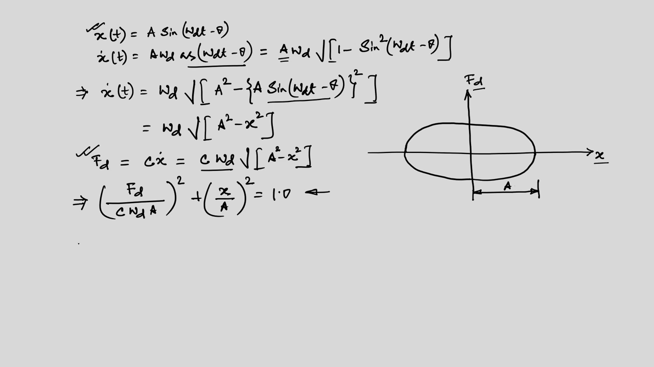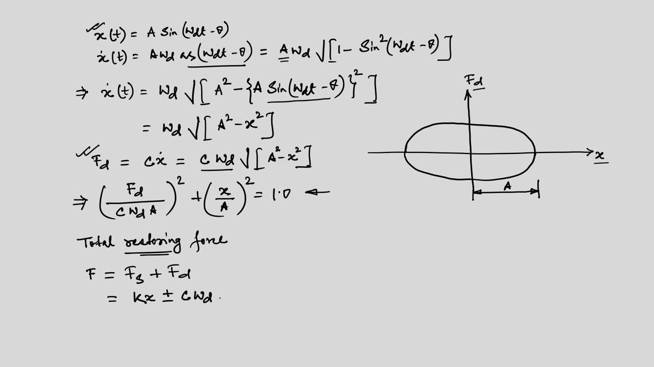It is an ellipse. Now, if you look at the total restoring force in the system, if you recall, we started with a mass spring dashpot, and the total restoring force, let us say it be F, is obviously the spring force plus the damping force. Now, what is the spring force? It is k times x, and then plus or minus, because of this square root, c omega_d times the square root of a squared minus x squared. So, that is the restoring force we have in the system.